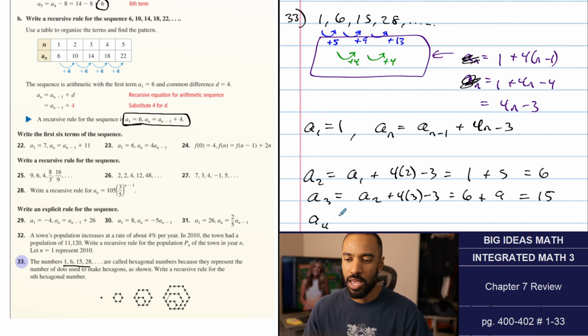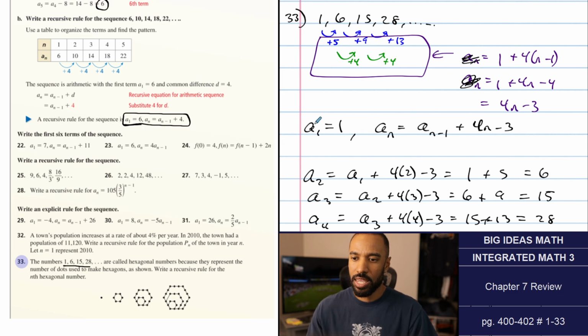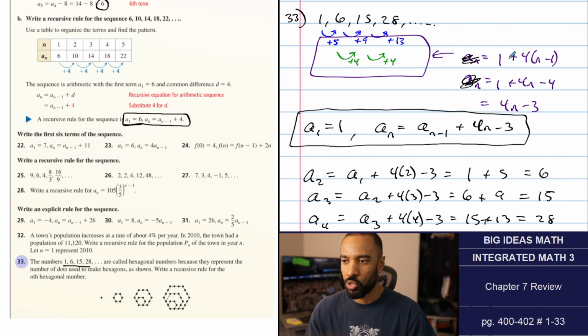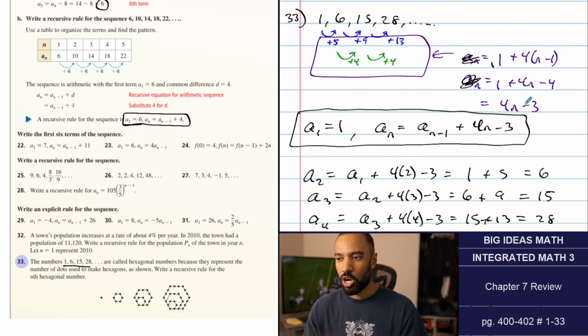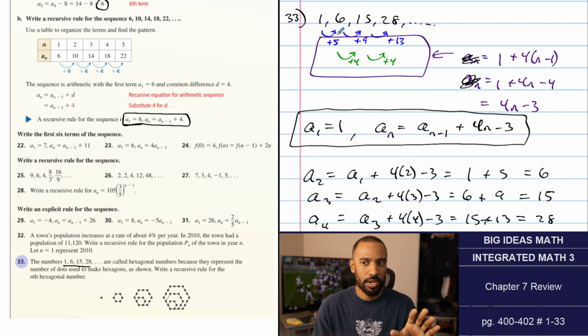Let's do the last one. A sub 4 takes the third term plus 4 times 4 minus 3, which is 15 plus 16 minus 3, which is 13, which is 28. So it is working out. This is the answer. What I have to get better at is the explanation of why this starts with 1, or how you determine what this minus 3 begins with instead of the plus 1. That's the one part I kind of messed up on when writing these.